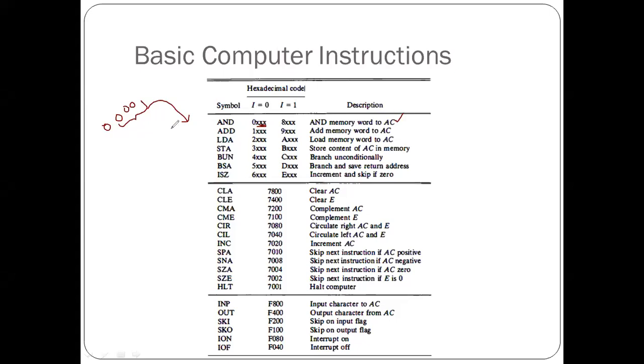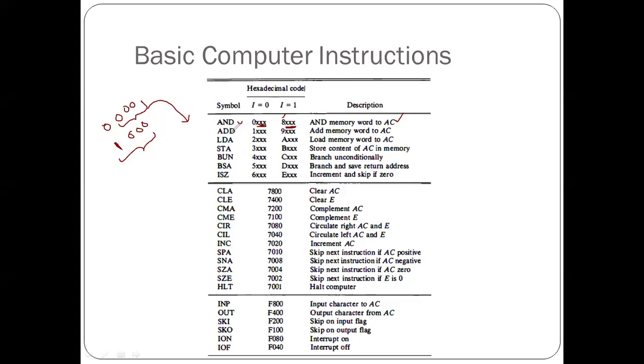If these 12 bits belong to an indirect address, then the I bit will be 1 and the opcode is the same, 0, 0, 0. So then the upper 4 digits are said to be 8. The opcode for a particular operation is the same, which is 0, 0, 0, either it is AND or any other thing. 0, 0, 0 refers to the AND operation. If I is equal to 0, these 12 bits refer to a direct address. If I is equal to 1, these 12 bits refer to an indirect address. And the operation is AND with the memory word to the accumulator and the result is stored back to the accumulator.